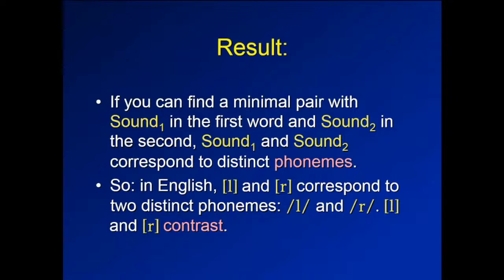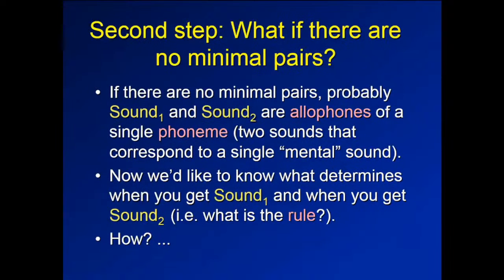Of course, we said that the two sounds make the contrast between the words. If we can find a minimal pair with sound 1 in the first word and sound 2 in the second, sound 1 and sound 2 correspond to distinct phonemes. So in English, L and R correspond to two distinct phonemes, L and R, because they contrast.